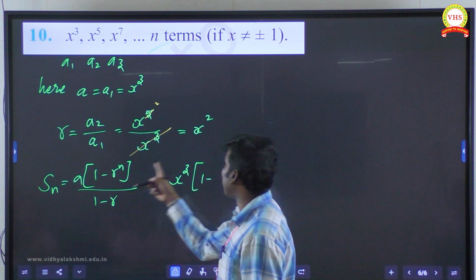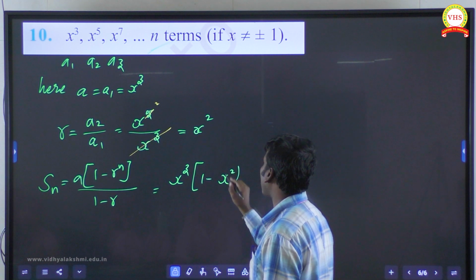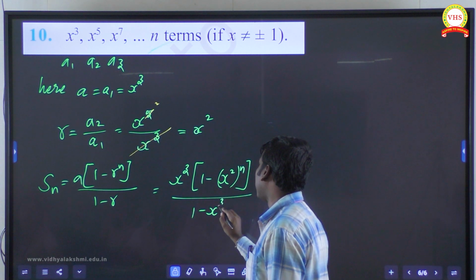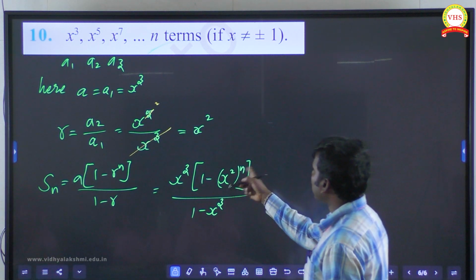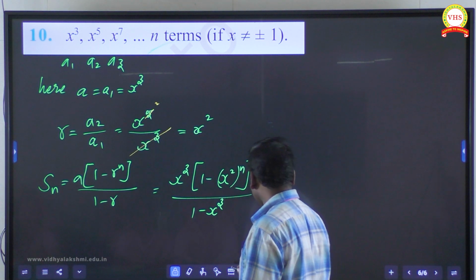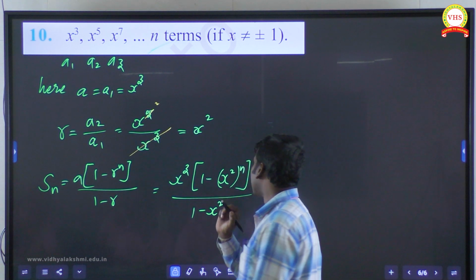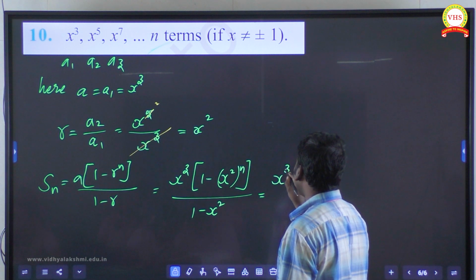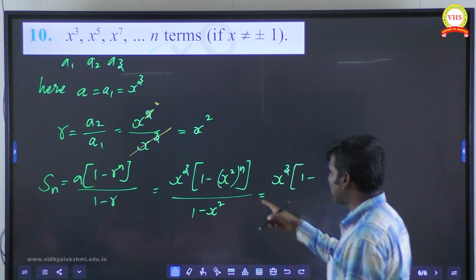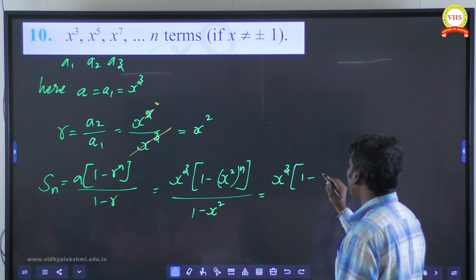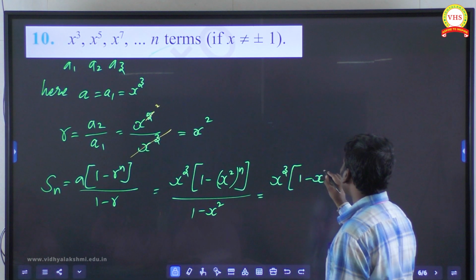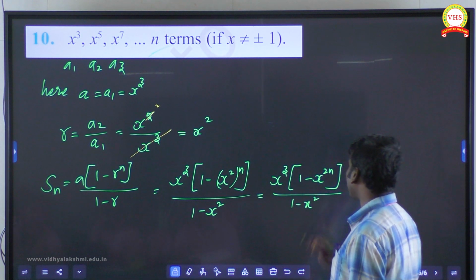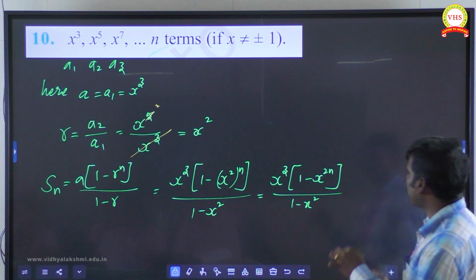1 minus R value x power 2, x power 2 whole power n, whole divided by 1 minus x power 2. That's it. We can stop. X power 2 is the R value. Okay, x power 2 is R. That's it. If possible, you can go further, or else you just stop. X power 3 into 1 minus x power 2n. It's a multiple, so you can multiply x power 2n, whole divided by 1 minus x power 2. That's it. You can stop your answer here.